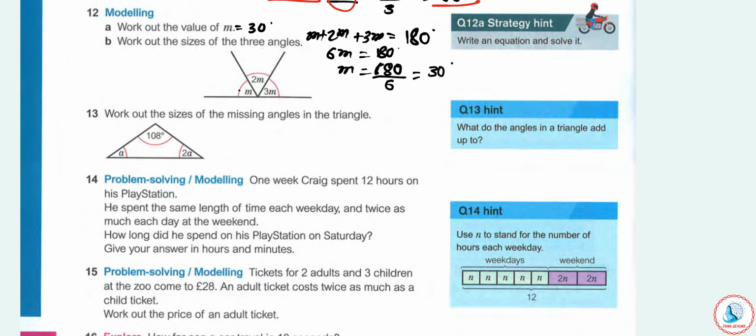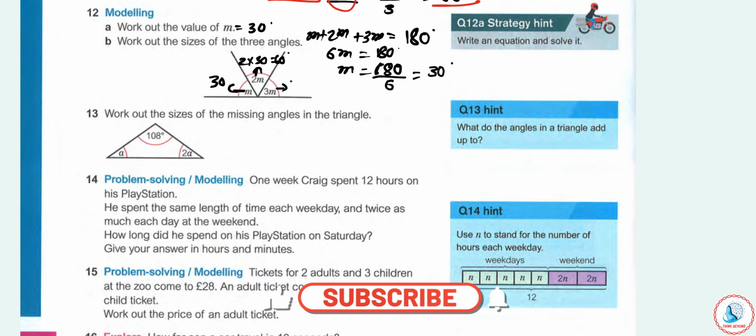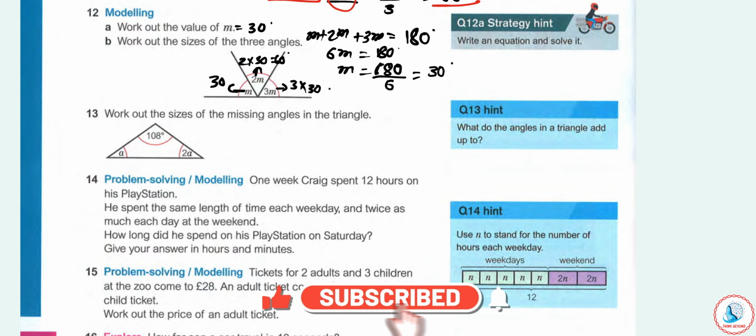So this angle will be 30 degrees. This is 2M, meaning 2 times 30, which is 60 degrees. This is 3M, so 3 times 30, which is 90 degrees.